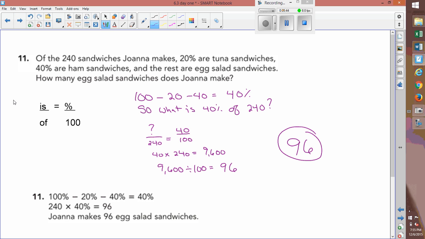Of the 240 sandwiches Joanna makes, 20% are tuna, 40% are ham, and the rest are egg. How many egg salad sandwiches does she make? We subtract out the 20% tuna and the 40% ham. You're left with 40% being the egg salad sandwiches. And then set it up as your is over of equals percent over 100. Crisscross divide, you end up with 96.